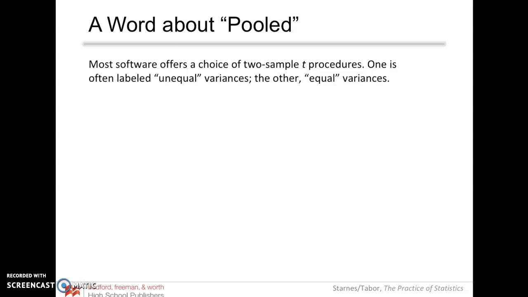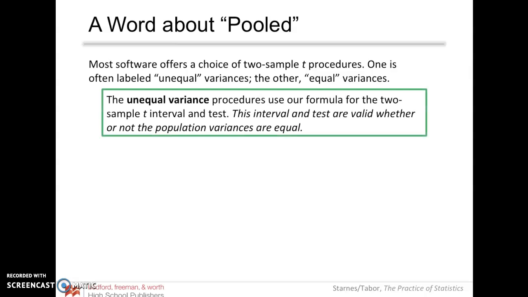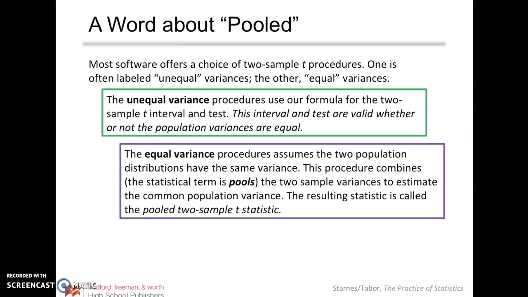Okay, so software offers a choice of two t procedures. One is labeled unequal variances, the other is equal variance. The unequal variance procedures use our formula for the two-sample t interval and test. The interval and test are valid whether or not the population variances are equal. The equal variance procedures assume that the two population distributions have the same variance.